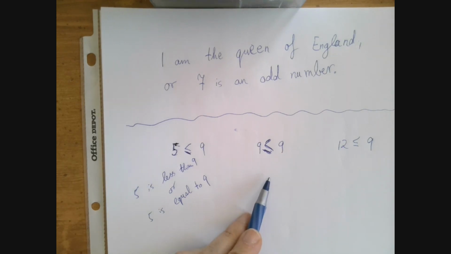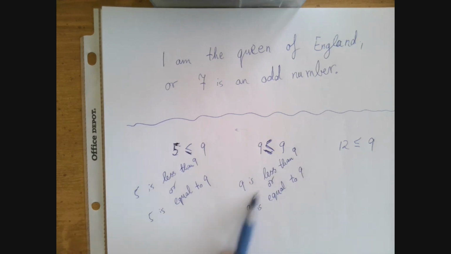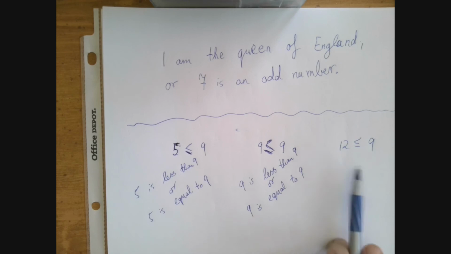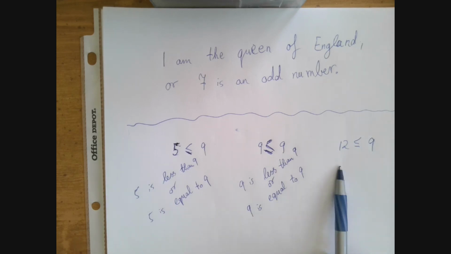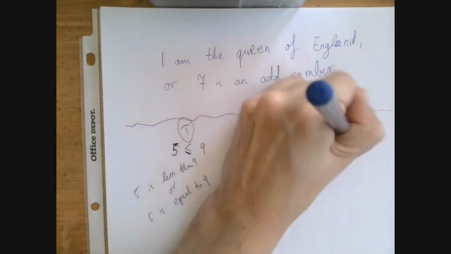Now what about this one? This says 9 is less than or equal to 9, so that's true too, because now the second part is true. And finally, this is going to be false, because 12 is not less than 9, and 12 is not equal to 9 either. So this is false. This is a true statement, this is a true statement, this is a false statement.